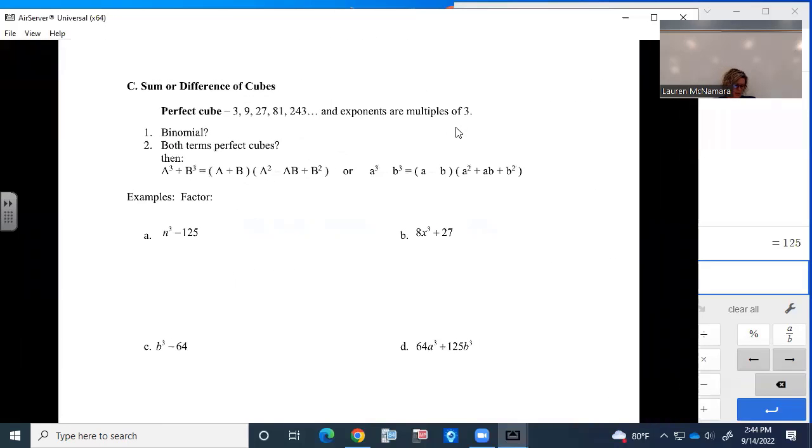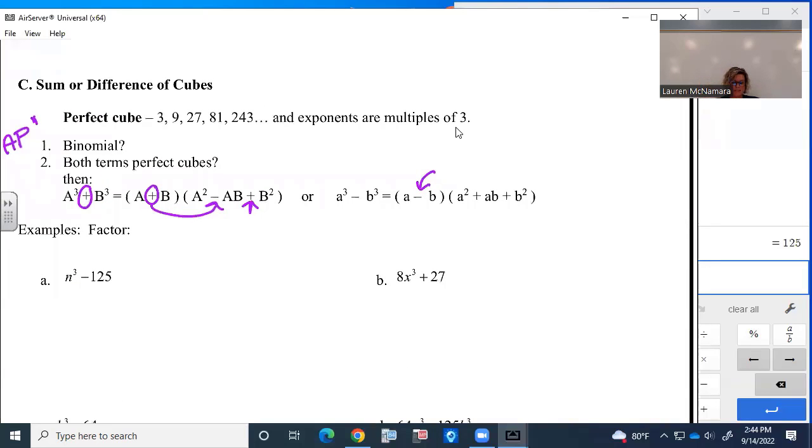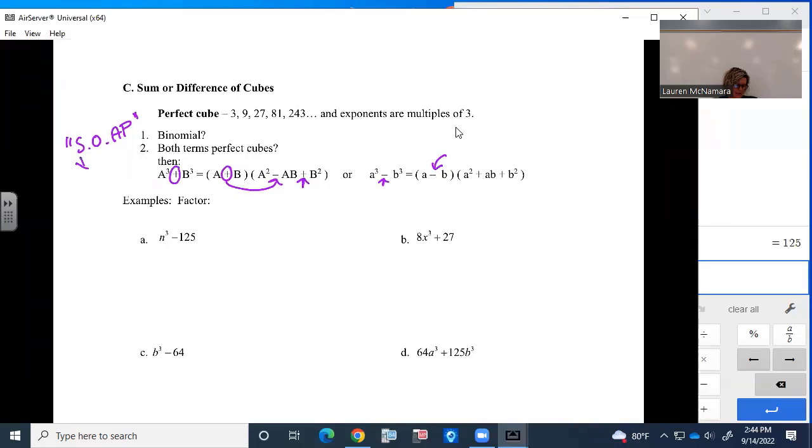So we have what's called SOAP. So it's same sign, opposite sign, always positive. The first sign in your binomial is going to be the same sign as this given binomial here. So that S is same. The O is opposite. And AP is always positive.